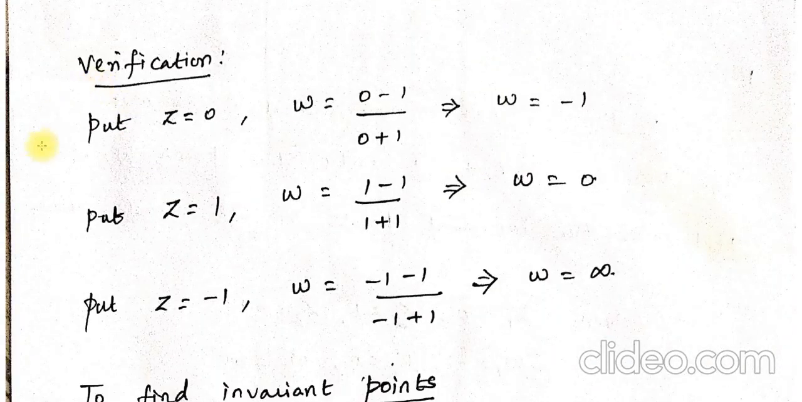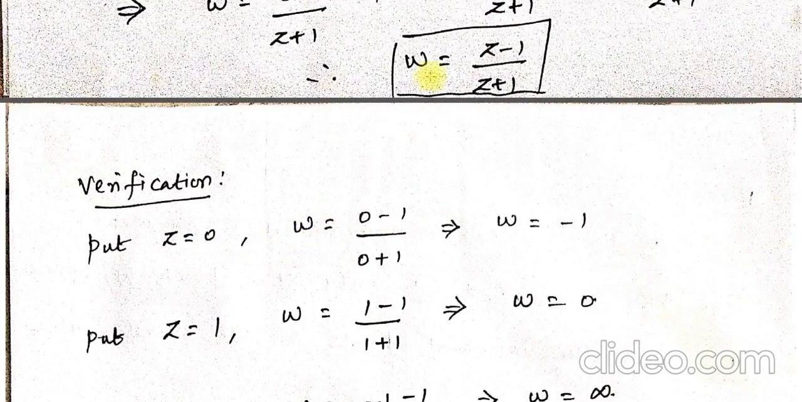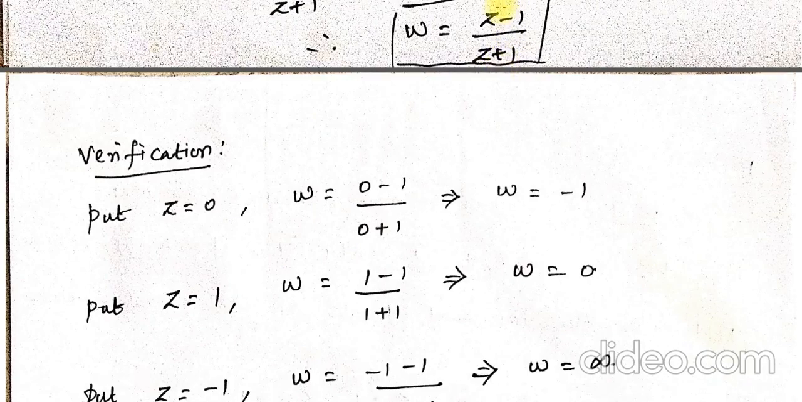So all those have been verified. Just very simple. Just see here, I am putting Z equal to 0. W equal to, the transformation is Z minus 1 by Z plus 1. So I am putting Z equal to 0, so 0 minus 1 by 0 plus 1. This implies W equal to minus 1. Similarly I am putting Z equal to 1, so 1 minus 1 by 1 plus 1. This implies W equal to 0, because numerator is 0 and 0 by anything is 0.